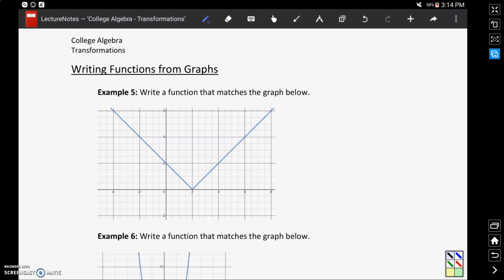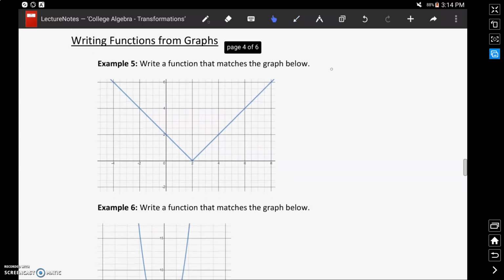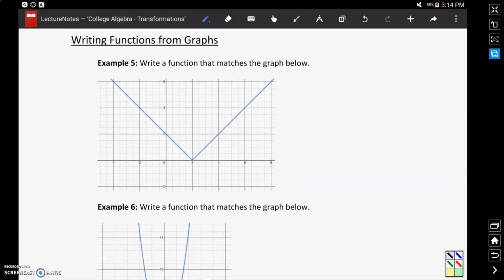In each of the next three examples, we're given a graph and we want to write the function that matches that graph. The first step is to identify the general type of function that we have, the general shape. In example 5, we can see that this is clearly an absolute value function, which we can pick up on because we have that sharp corner where our function changes directions.